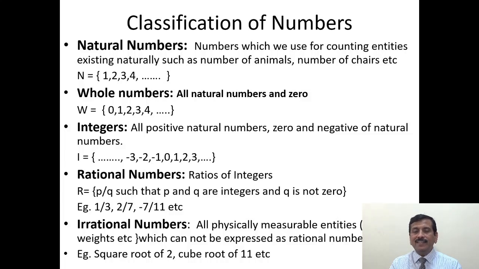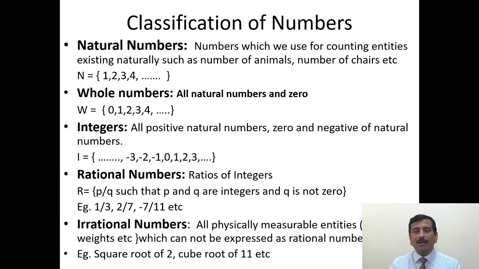while the integer set consists of all positive natural numbers, 0, and all negative natural numbers. So integer I can be indicated as curly bracket, starting from minus infinity, coming down to -3, -2, -1, then 0, and moving to the plus side, +1, +2, +3, till infinity.